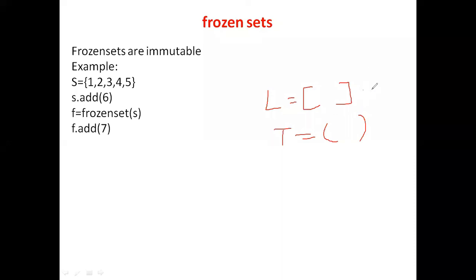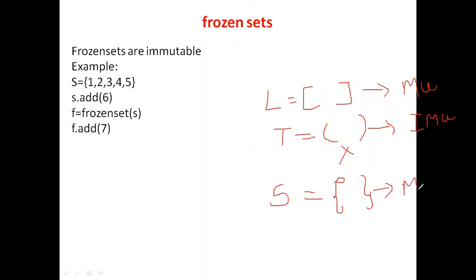List is mutable. Tuple is immutable. We cannot change the objects in the tuple once we assign them. Similarly, sets. If I define a set, it is mutable. You can change the contents of this set with the help of some functions.